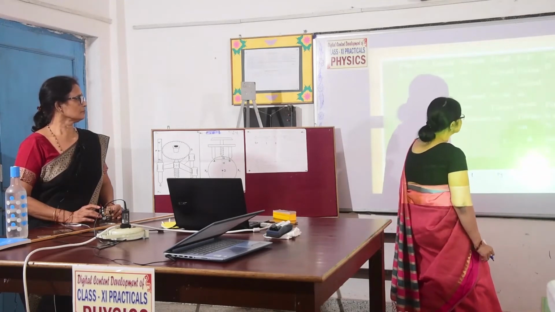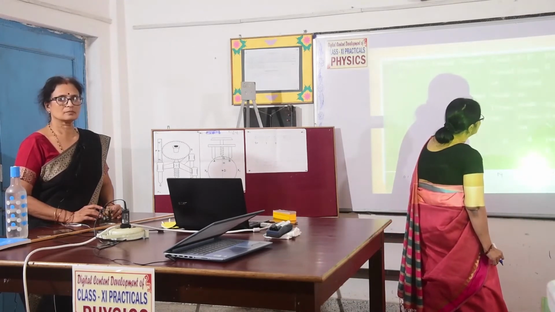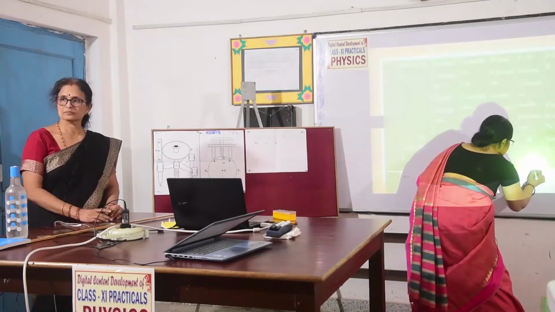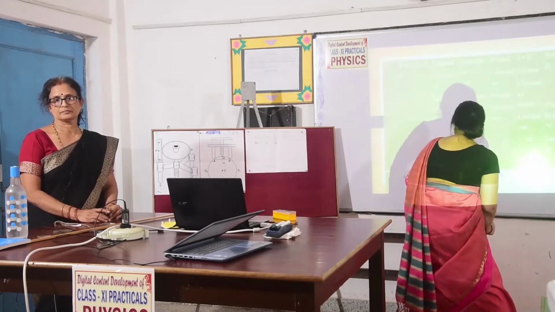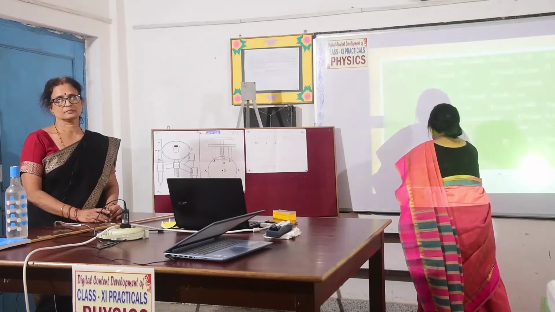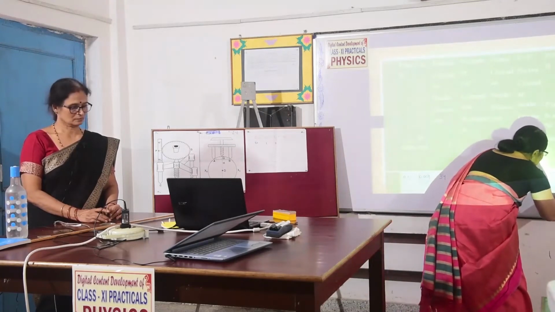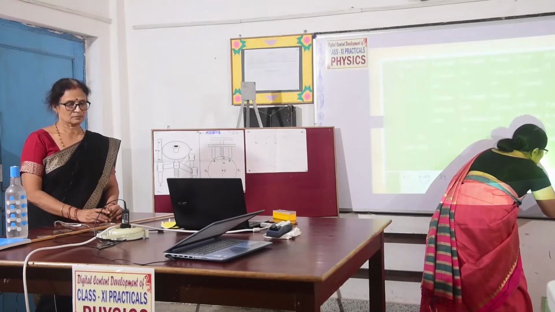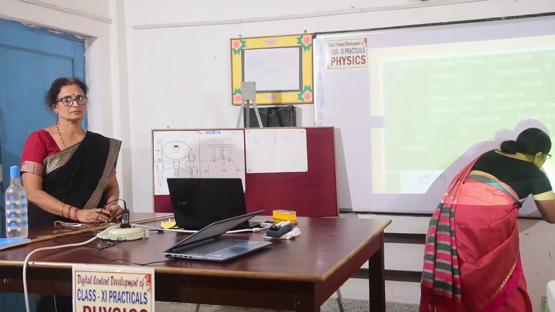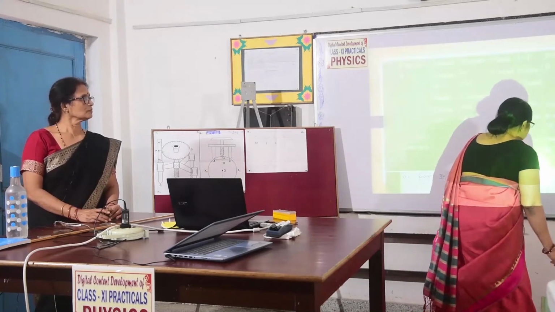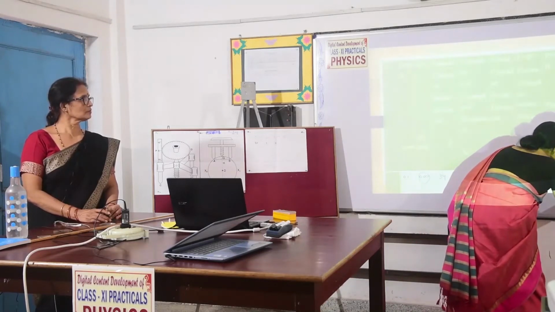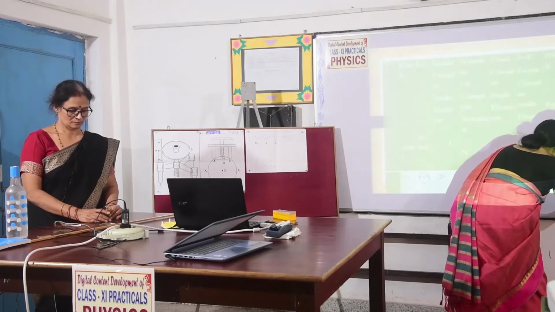Then the extra circular scale division multiplied by the least count. This is your extra circular scale division, 20. 20 multiplied by the least count, 20 multiplied by 0.001 gives you 0.020. Then add them, it will give 0.120.